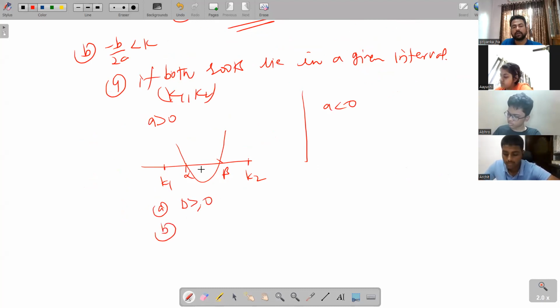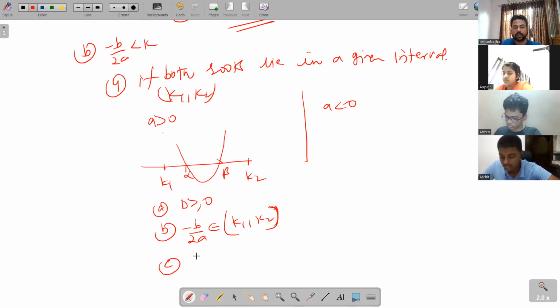Second would be, if both roots lie between K1 and K2, then of course the vertex will also lie in this region only. So the vertex has to lie in this region K1 to K2, right? And you can see one more thing, that at x equal to K1, you can find the graph above the x-axis. Same for K2 as well. So the value of the function at K1 and the value of the function at K2 has to be positive.